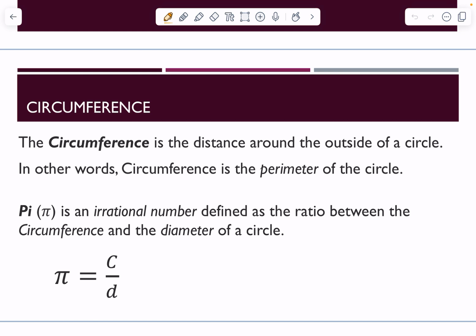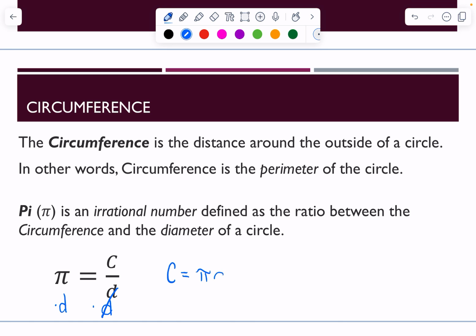Now, we use this symbol pi as an irrational number defined as the ratio between the circumference and the diameter of the circle. So pi is equal to the circumference divided by the diameter. If we were to solve this equation for circumference, we would multiply both sides by pi, and that would tell us that circumference is equal to pi times diameter, units. Or if we go a little further, we could break down diameter and say circumference is equal to 2 pi r.